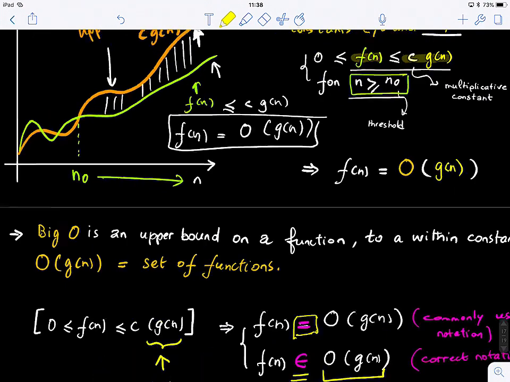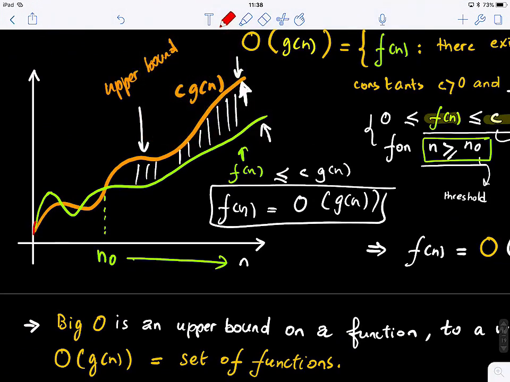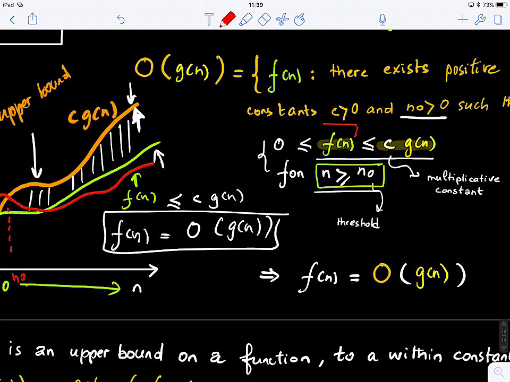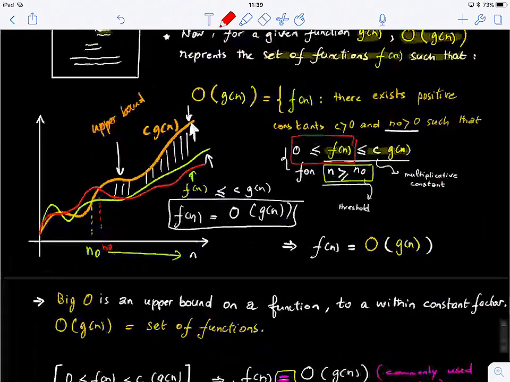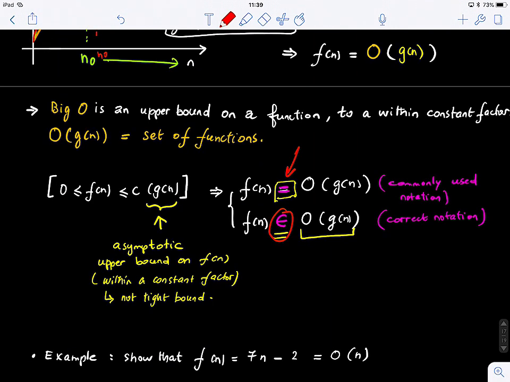Because basically we can find many functions that do that. Like we can find different functions, with another n0. It's actually a set of functions that satisfy this property, that are less than or equal to c g of n, right? So the right notation is belongs to O of g of n. But for simplicity, in this course, we're going to use the equality.